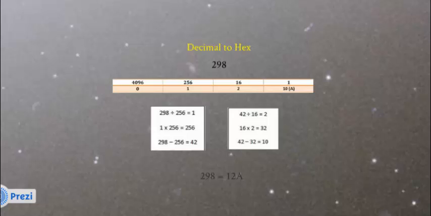42 divided by 16, because 42 is larger than 16, equals 2. So we put a 2 underneath the 16. 16 times 2 equals 32. And 42 minus 32 equals 10. Subbing that in, we end up having 1, 2, and 10. If we refer back to our original table, we see that the hex symbol A equals 10. Therefore, the decimal number 298 equals 12A in hex.